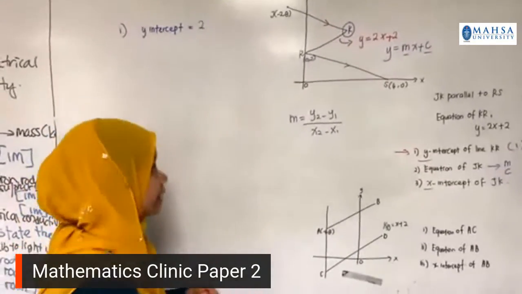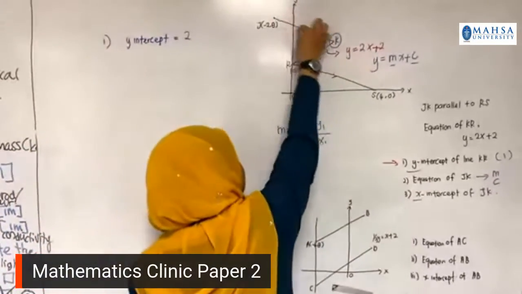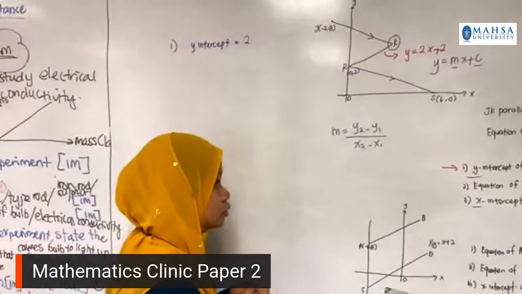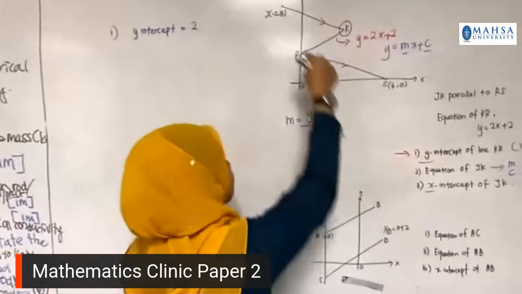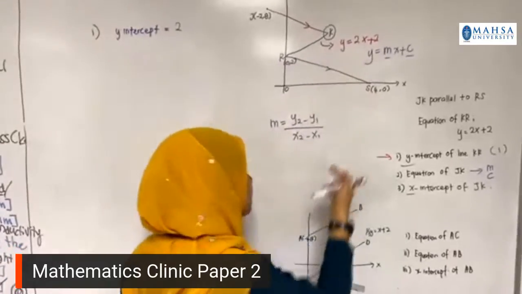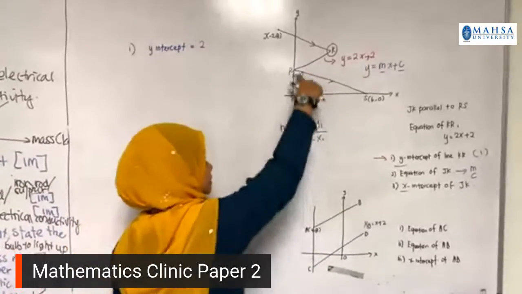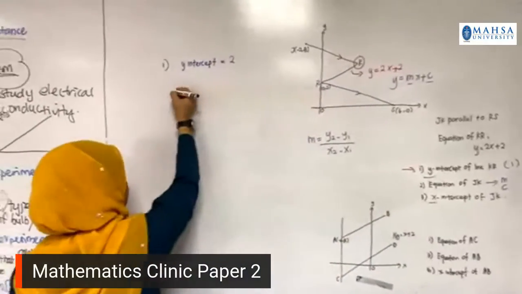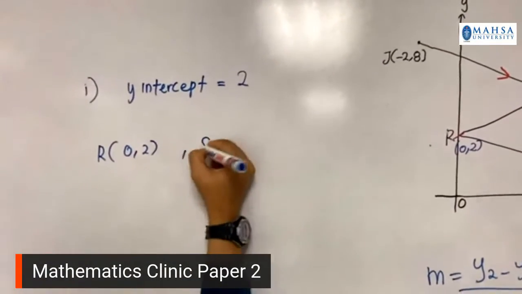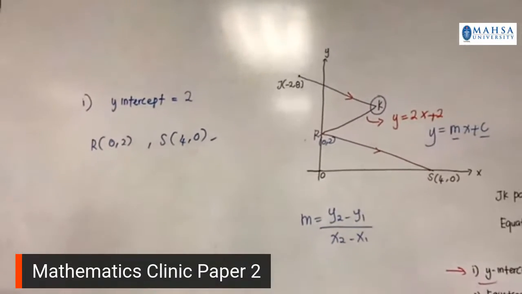If you want to directly get the equation of JK, you cannot find it directly from here because you don't have the K point. So what you need to do is use the concept that JK is parallel to RS. So we find the m for the JK line by using this line. For this one, you have R point which is 0, 2, and then we have another point which is S, 4, 0, which is given in the question.